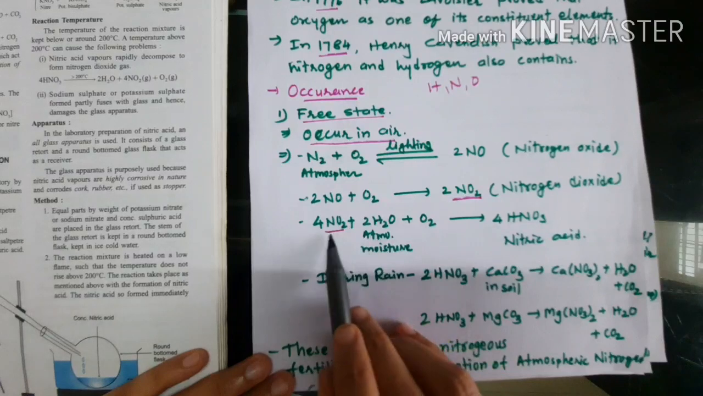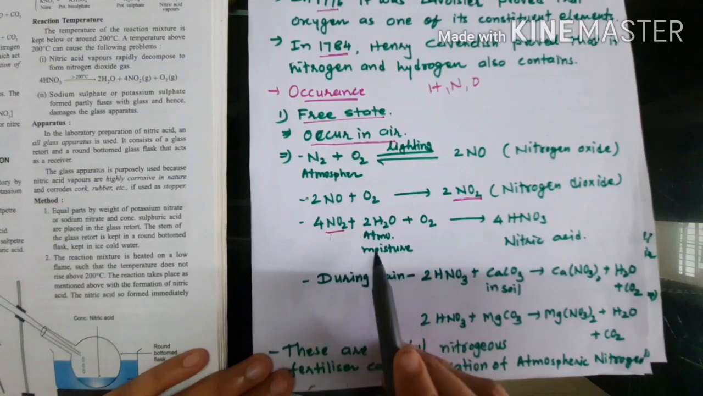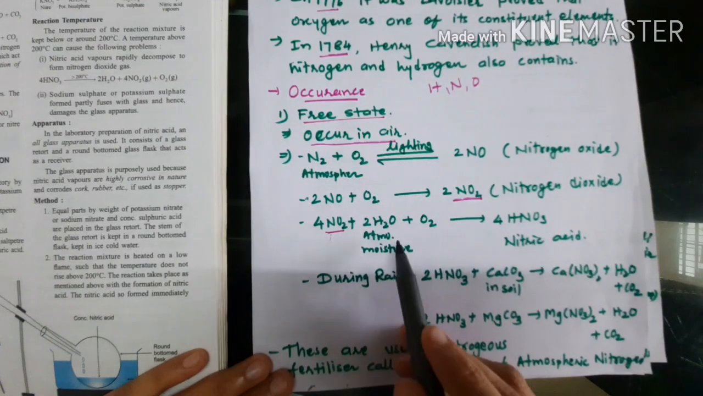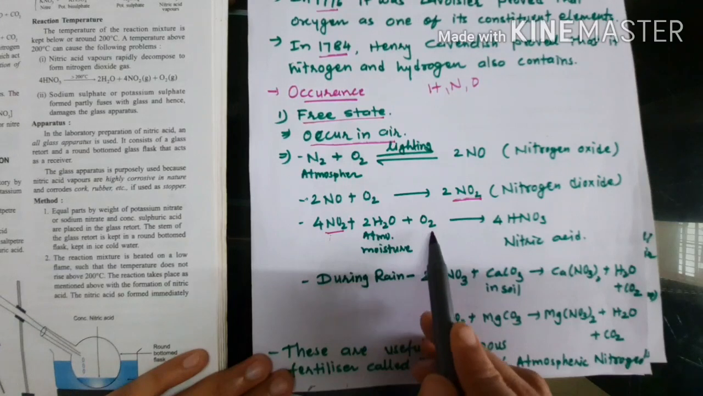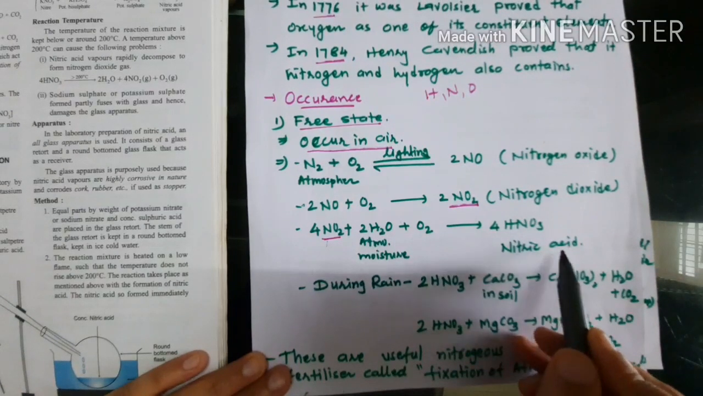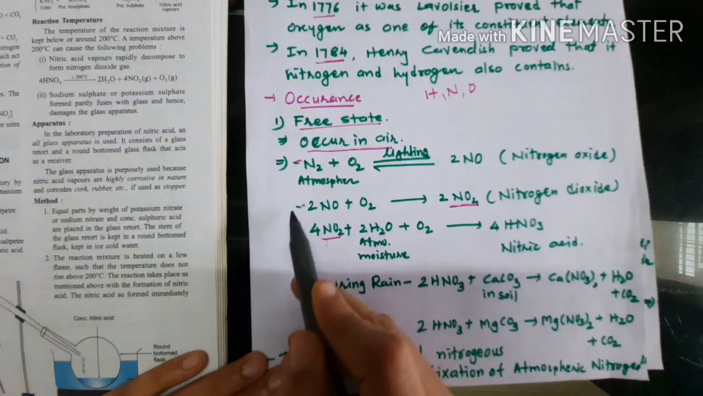This NO2 reacts with water, which means atmospheric moisture. In the atmosphere, moisture is present. So when it reacts with atmospheric moisture in the presence of oxygen, it converts into nitric acid. So this is the way. There are three steps: first, second and third.